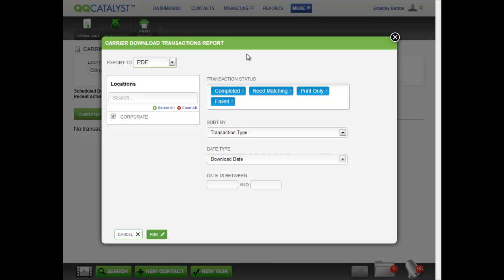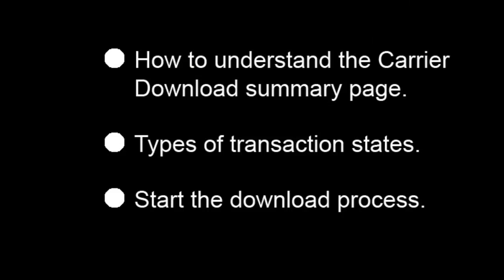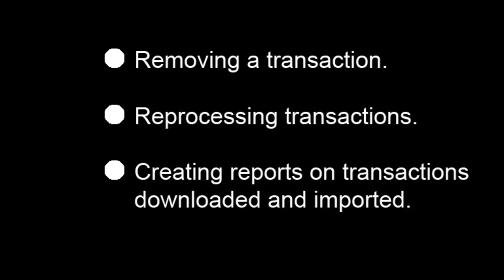Here's what we've described in this video in the Carrier Downloads main screen. How to understand the Carrier Download Summary page. The types of transactions that you will see: completed, need matching, print only, and failed transactions. How to start the download process. Removing a transaction. Reprocessing transactions. And creating reports on transactions downloaded and imported.